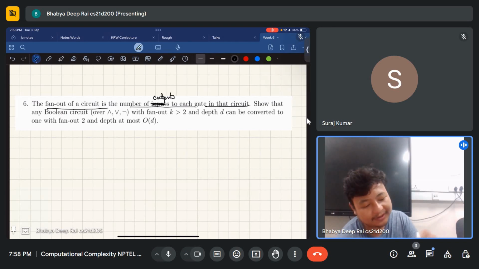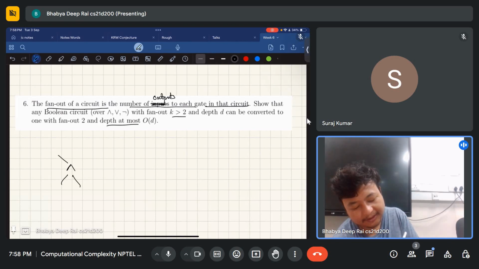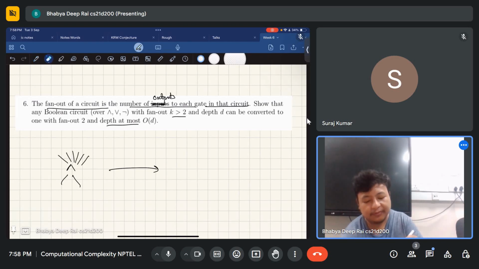Show that a Boolean circuit with fan out K greater than 2 and depth D can be converted to a fan out 2 circuit and depth at most order. So if my circuit looks like this, then I can convert it into gates with fan out only 2. Any idea, Suraj?